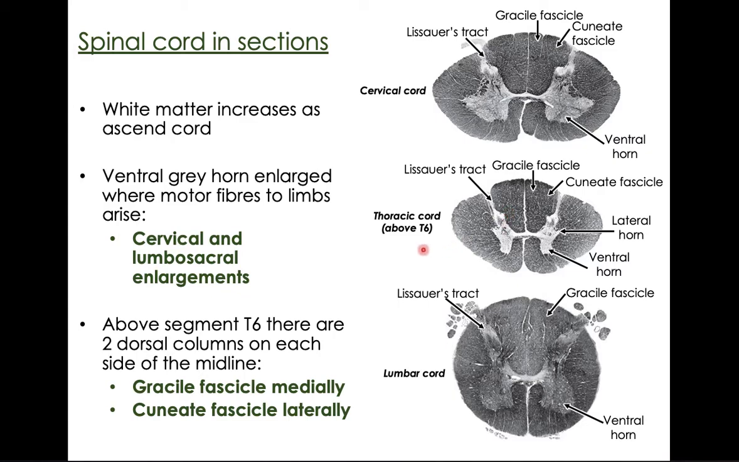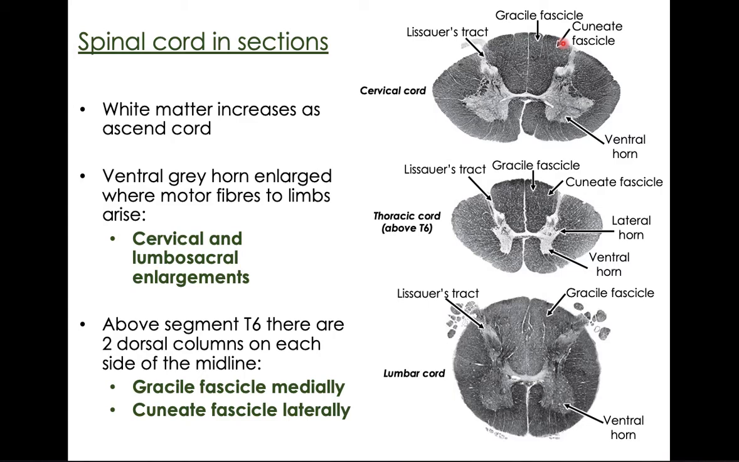If we look below T6 here, we only find one dorsal column, which is that gracile fascicle in the lumbar cord and below T6. If we go to this cervical cord, of course, we are above T6, so we're going to find that gracile fascicle medially and that cuneate fascicle laterally. So we can see there's a tiny sulcus, a tiny division demarcating the two. Okay, so the gracile fasciculi or fascicles extend throughout the level of the cord medially, but the cuneate fascicles only exist above T6.